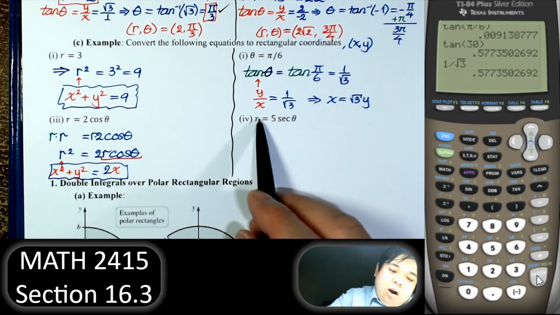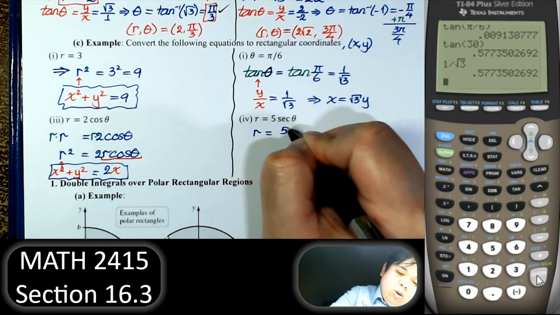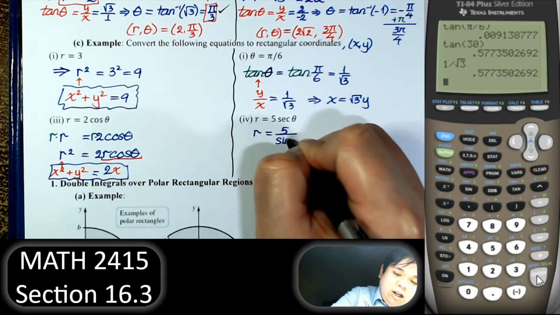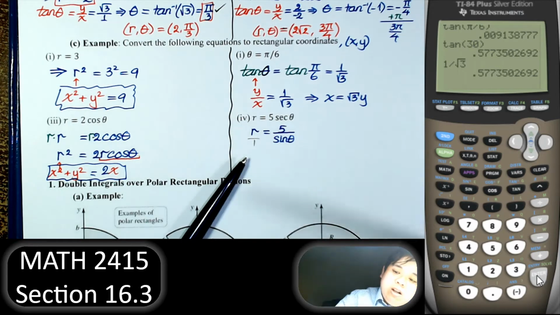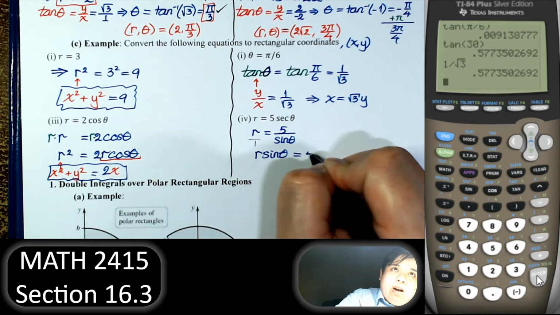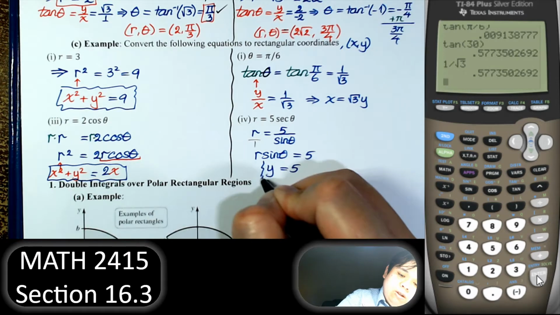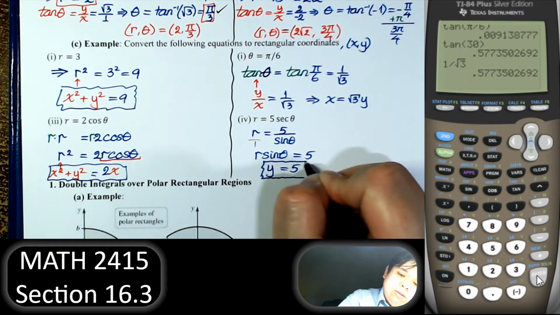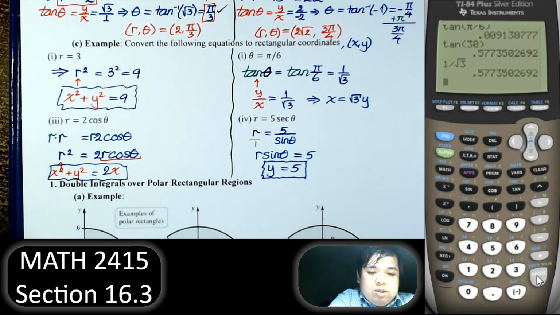Right. Next, r and secant. R of secant is 1 over sine, so we have 5 over sine theta. We can write this as over 1, cross multiply, r sine theta equal to 5, and r sine theta is y, so y equal to 5. Right, so it's not that bad. As long as we can write this equation in x and y, that should be good. Alright, but that's just a review of polar coordinates.